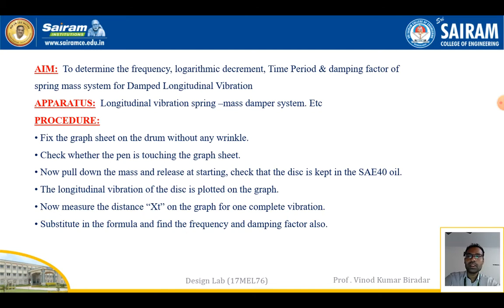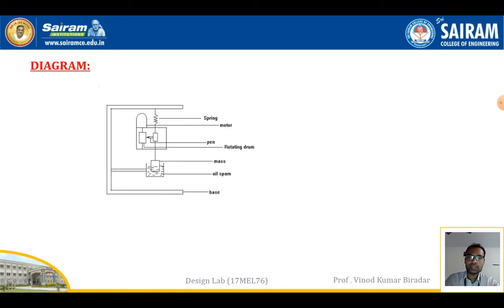The aim is to determine the frequency, logarithmic decrement, time period, and damping factor of a spring mass damper system under longitudinal vibration. The apparatus required is the same: a vibration spring mass damper system, where here we use a spring. It consists of a spring, one motor, one sketch pen, a rotating drum, the mass in the oil pan, that is the damper, and lastly the base. This is the diagram setup.